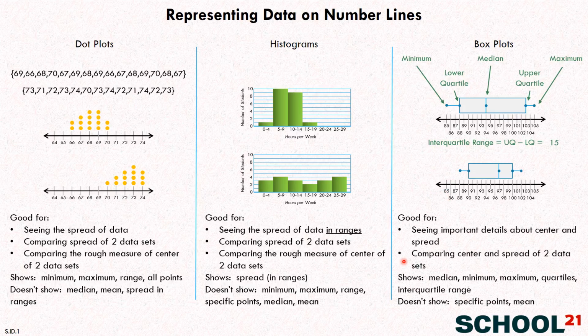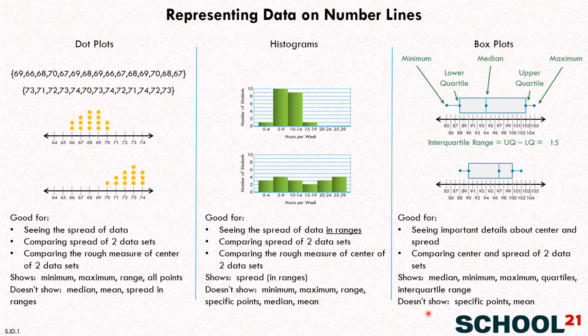Let's just look at what we can see with the box plot. You can see all the details about center and spread. You see the median right there. You see the full spread from minimum to maximum, and you see the interquartile range. And you just see it just like that. And you can compare the center and the spread of two data sets really easily, just like you did with these two box plots. And it shows the median, minimum, maximum, the quartiles, and the interquartile range.